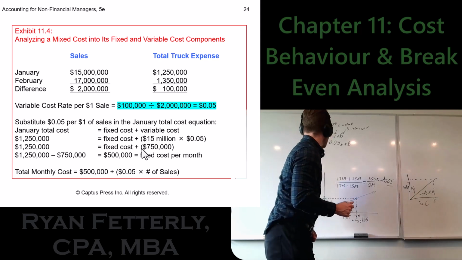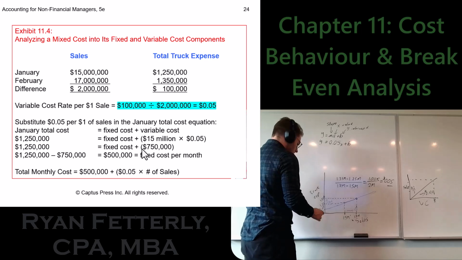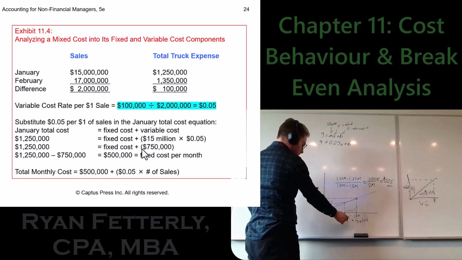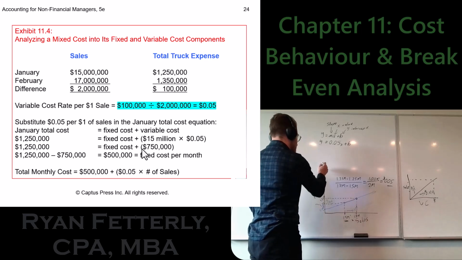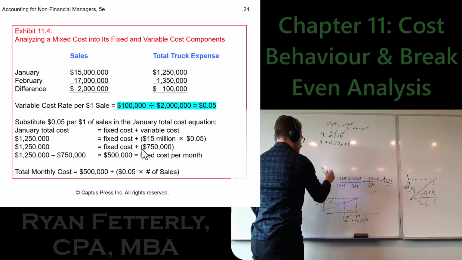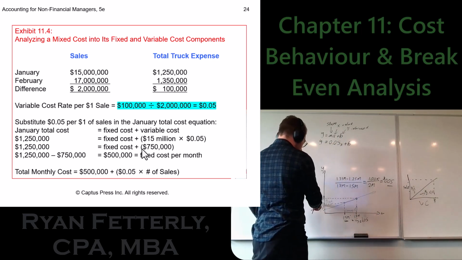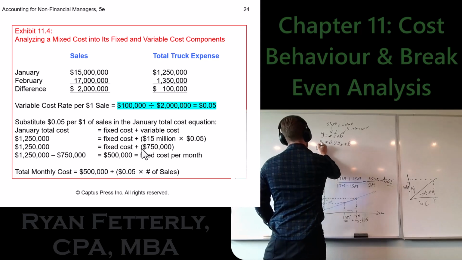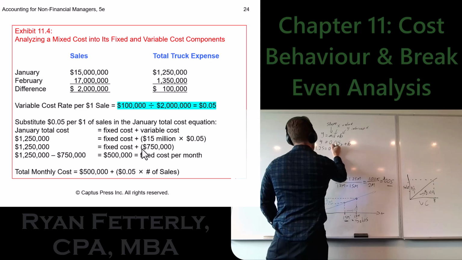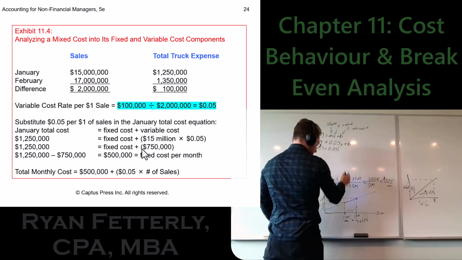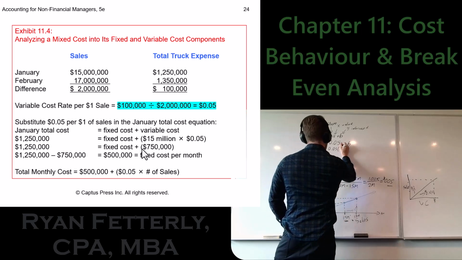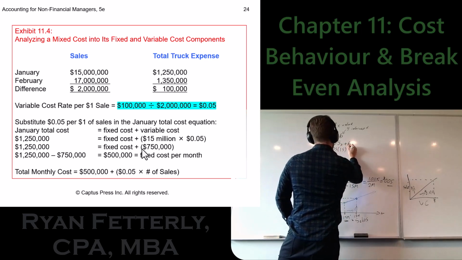So what we're going to do is fill this out. We're going to use this point right here. So we have $15 million and we have 1.25 million truck expenses. This is the y-axis, right? This is the x-axis. So we're going to fill in this 1.25 for the y value, and then it's going to equal 0.05, and that's the slope. And then we're going to multiply it by the x coordinate, which is 15 million. So punch in 15 here.